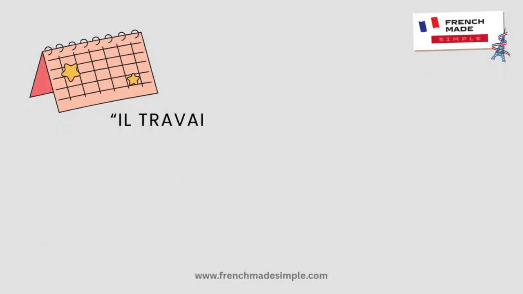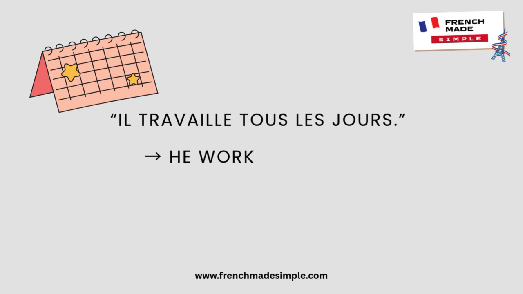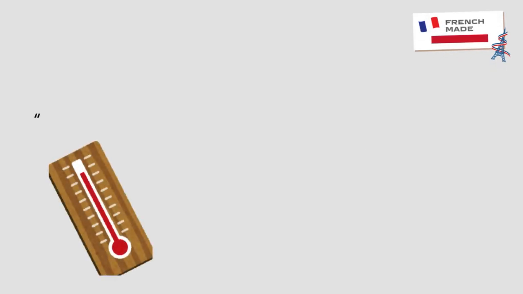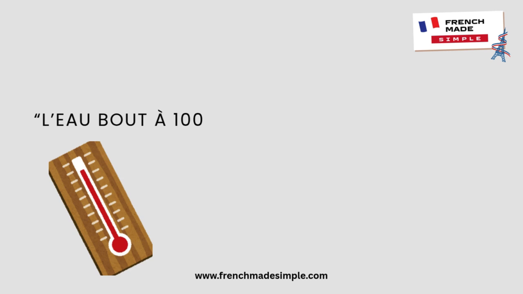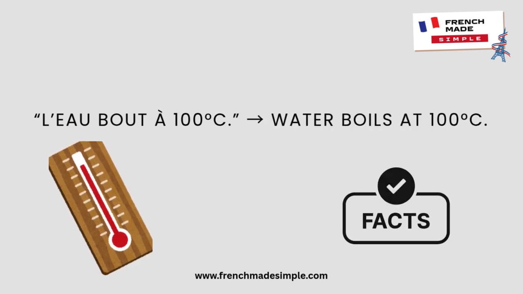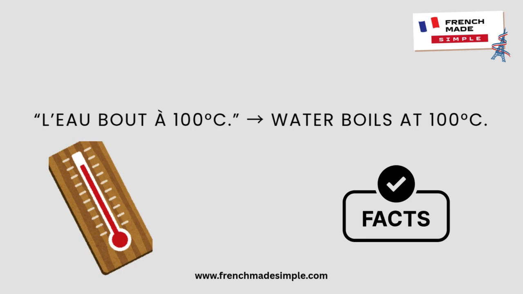Il travaille tous les jours. In this sentence, we use the present tense to talk about a general habit. He works every day. L'eau bout à 100 degrés, or water boils at 100 degrees. This is a general truth, therefore, we need to use the present tense.